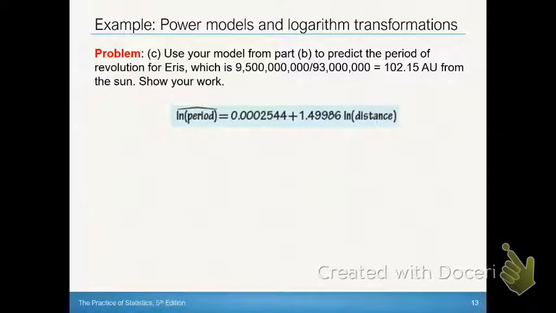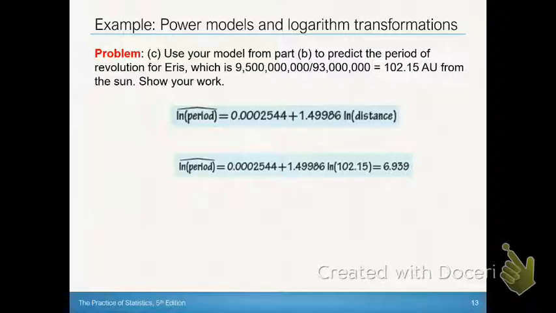So now that you've got this equation that results in a linear model, you can use it to make some predictions. We want to predict what would happen if we had an AU of 102.15, so we're going to plug that in for our x value.